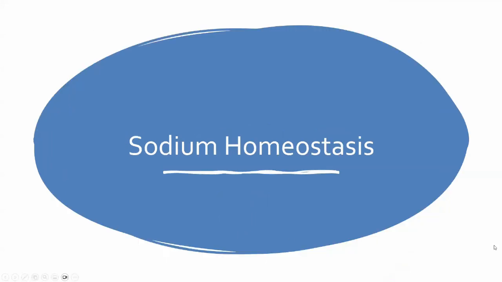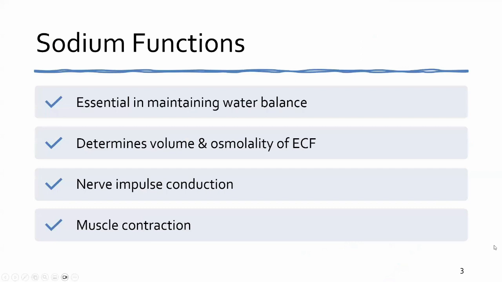So we'll talk a bit about sodium homeostasis. Why do we need sodium? It is essentially maintaining water balance. It determines volume and osmolality of the extracellular fluid. It's involved in nerve impulse conduction and muscle contraction.